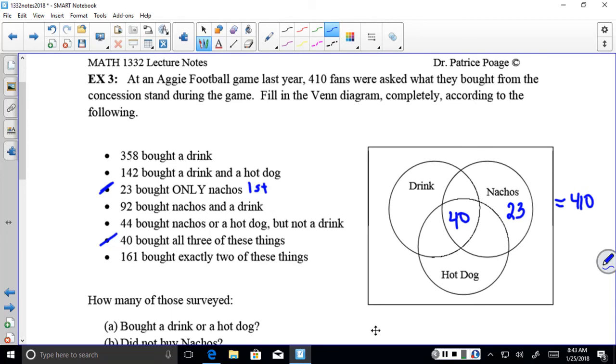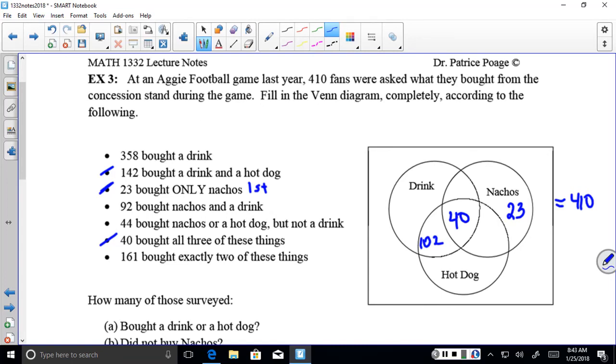358 bought a drink. So my entire drink circle will add up to 358. Could I do it yet? No. 142 bought a drink, so I've narrowed it down to these 4, and a hot dog, so I've narrowed it down to these 2. I already have 40 people in there, and it says 142 need to be in there. So I'm missing 102. Who are those 102 people? They bought a drink and a hot dog, but not nachos.